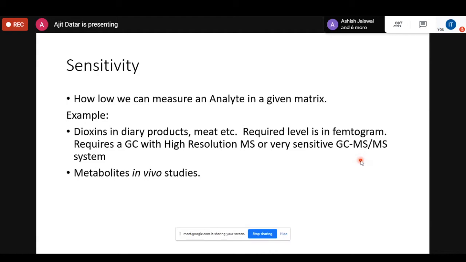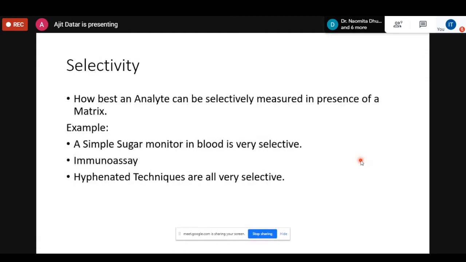Okay, so sensitivity is very important in analytical chemistry. Then selectivity is important. Selectivity means how best an analyte can be selectively measured in presence of a matrix. Okay, so there has to be selectively possibility of measuring a particular analyte. Example could be a simple sugar monitor in blood, which is very selective. Blood has a lot of other ingredients, matrix, but you can easily measure sugar by a sensor, and it can do it very fast. Another method could be immunoassay, and then third method could be hyphenated techniques where you can use GCMS or LCMS, and many of these techniques are highly selective.